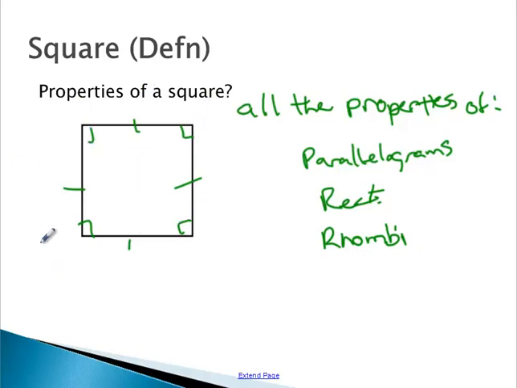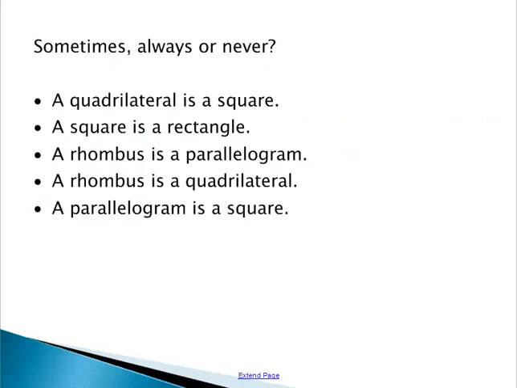All the diagonals are congruent. They bisect each other. They are perpendicular. The opposite angles are congruent. The opposite sides are parallel. The opposite sides are congruent, and so on. All of those properties apply. So let's try answering sometimes, always, or never. Try all 5 of these first, and then we'll check. So a quadrilateral is a square. Well, a quadrilateral means it has 4 sides. Squares have 4 sides, but they're not always a square, so it's going to be sometimes.